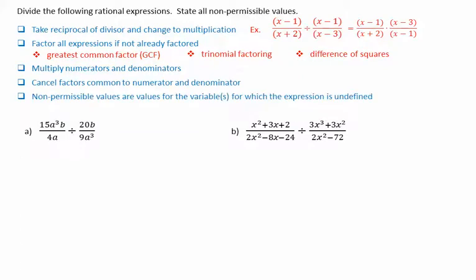Non-permissible values are the values for the variable for which the expression is undefined. Recall, this has to be applied before any cancellation of the factors.